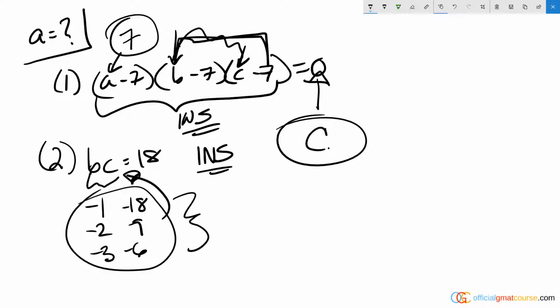The two statements together tell me that a has to be 7. I've whittled it down to one value, which means that this is sufficient. And the two statements together create a sufficient answer, but neither of them on their own creates a sufficient answer. So answer choice C.